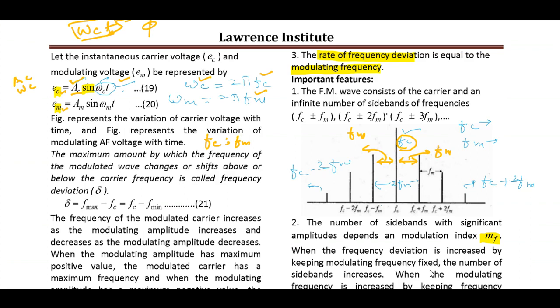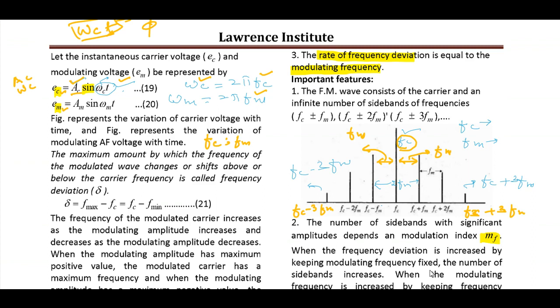And now we will shift it further. Now if I shift it further, for example, by another fm. If this is fc, this is fc minus fm, this is fc minus 2fm, and this will be fc minus 3fm. On the same lines, here it will be fc plus 3fm. This is 3fm. We shall be having equations like this.